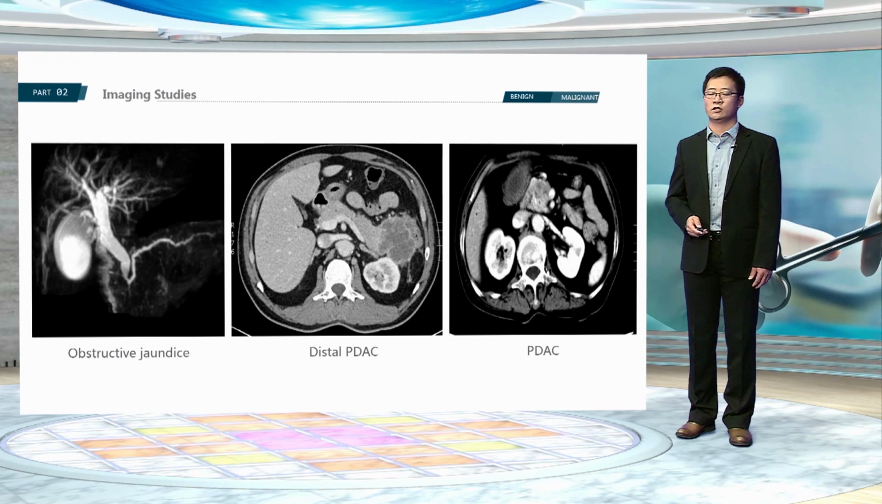Here are the pictures of the neoplasms of the pancreas. The first, we can see the dilated common bile duct and the dilated pancreatic duct. There are two ducts, that's the double duct sign of obstructive jaundice. The second, we can see an irregular heterogeneous neoplasm. It's the distal carcinoma of the pancreas. In the right picture, we can also see a mass at the head of the pancreas.